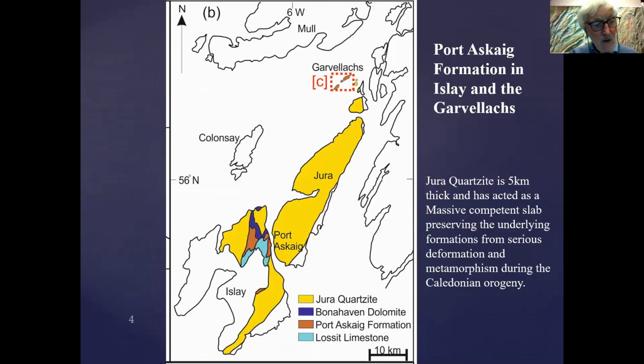The Port Askaig Formation is fully developed on the island of Islay around Port Askaig. There it is underlain by the Loussit Limestone Formation and overlain by the Bonahaven Dolomite and Jura Quartzite formations. The Port Askaig Formation is best seen in the chain of islands called the Garvellachs, here outlined in red. In our 12 presentations, most of the illustrations will be from there.